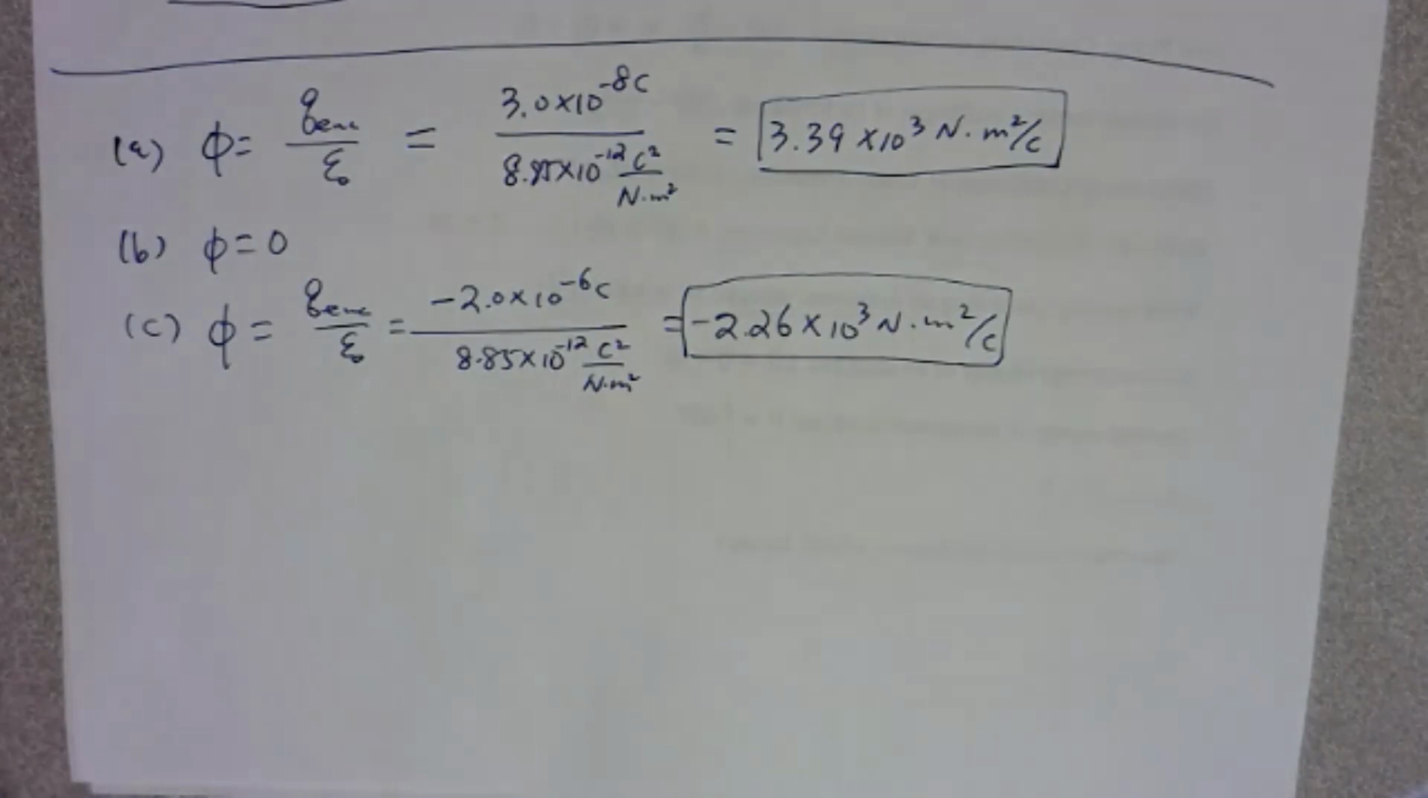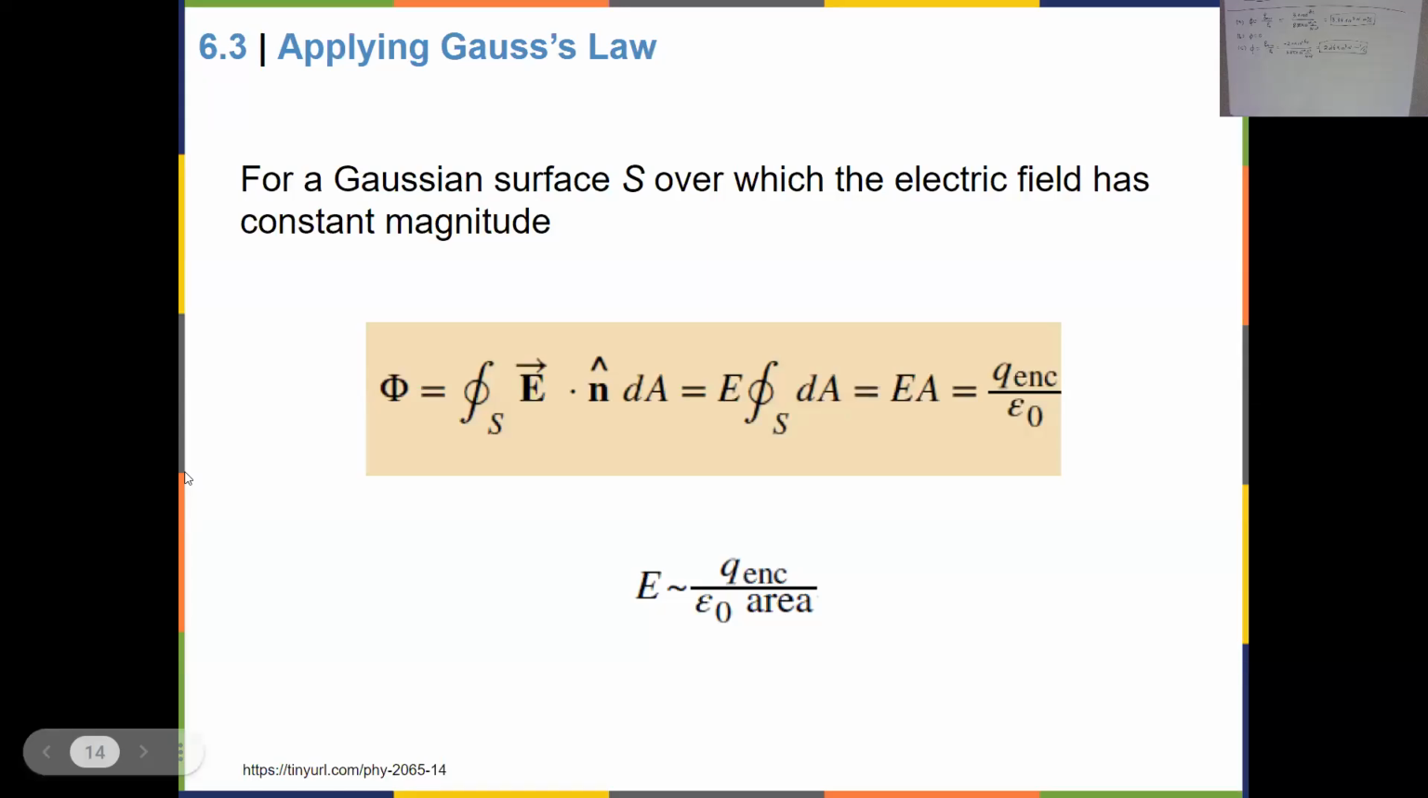All right. Now let's take a look at a further application of Gauss's law: to find the electric field at a particular point of interest. For a Gaussian surface S over which the electric field has constant magnitude, that's the first thing. You want to be creative when you are doing this. If you are looking at the electric field at a certain point, you want to create a surface where the electric field at any point on the surface is constant. Then that will help you calculate the electric field by simply using Gauss's law.